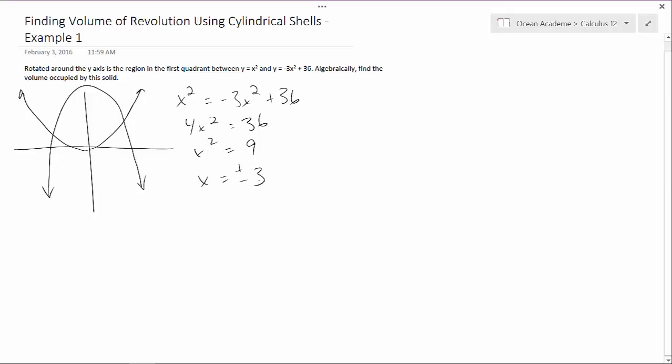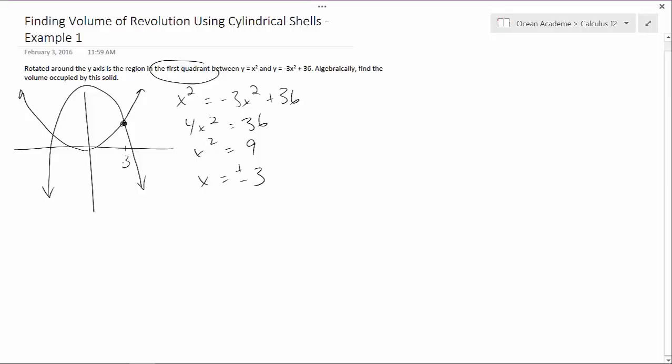Now the question is asking about the volume and regarding the first quadrant. So we're really only concerned with the positive 3. So right here, this would be at 3.